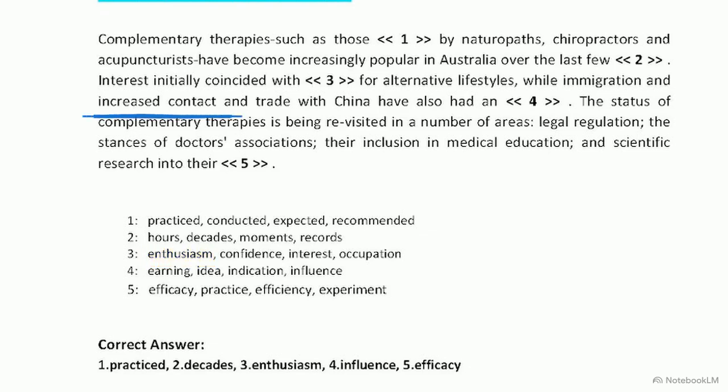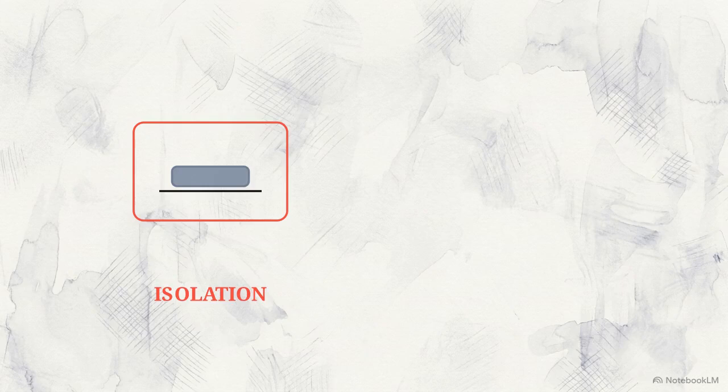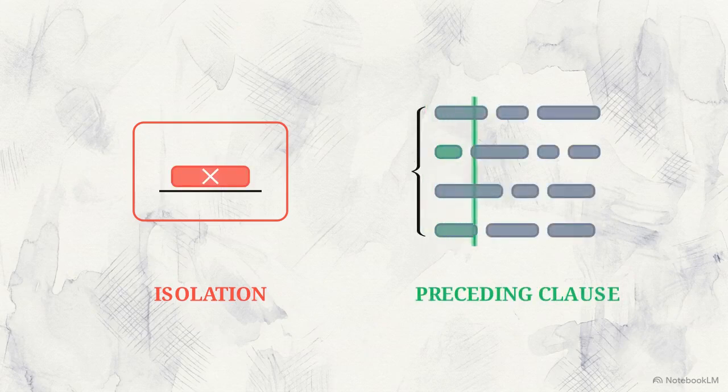Next, we look at the clause covering immigration and increased trade with China, ending with have also had an blank. We need a noun describing the impact these external forces exert on a society. Trade and immigration do not have an earning or an indication, they have an influence. Have an influence is the specific verb-noun pairing required here. Looking at a blank in isolation makes you vulnerable to repetition. Scanning the entire preceding clause is what allows you to spot and bypass those logical redundancies.